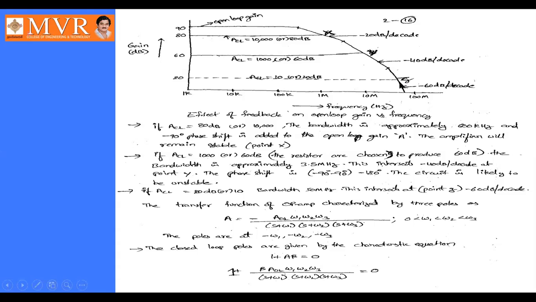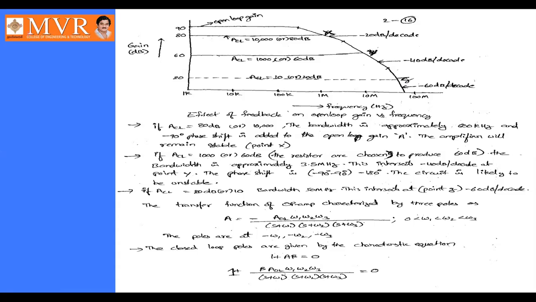So at point Z, there will be a third corner frequency, and the attenuation of the signal is minus 60 dB. And at point Z, we can say the phase shift will be minus 90 and minus 90. So totally minus 270 degrees phase shift will be there.